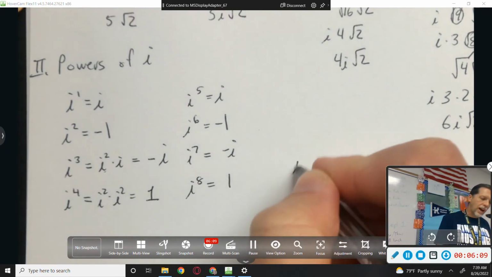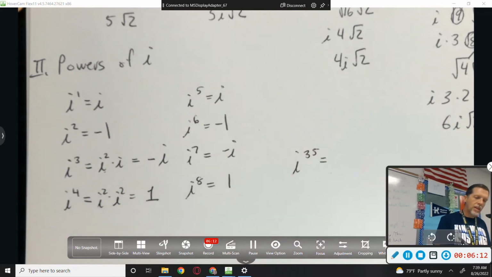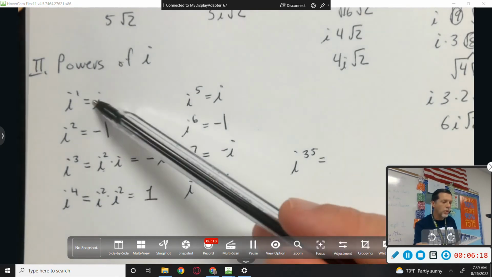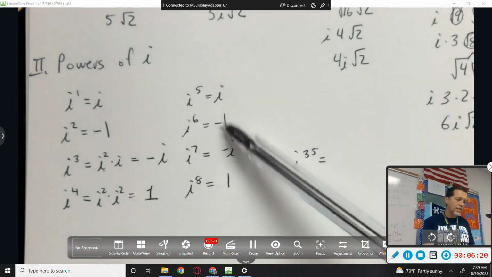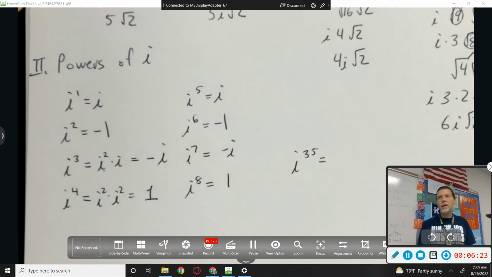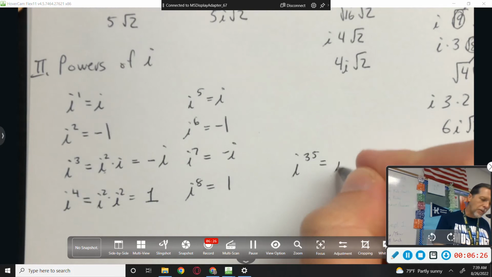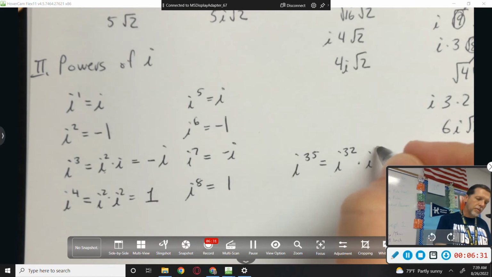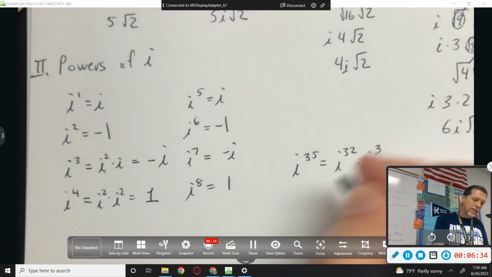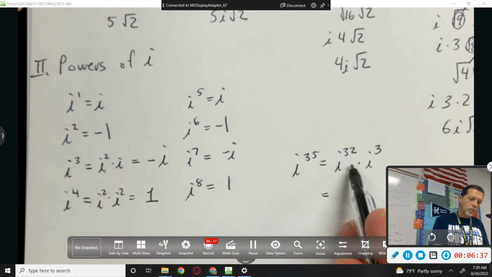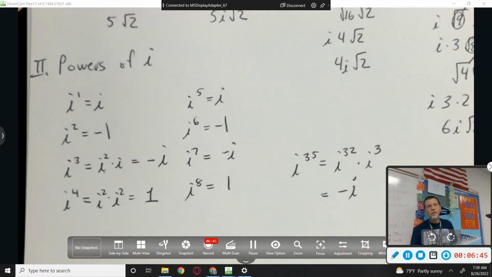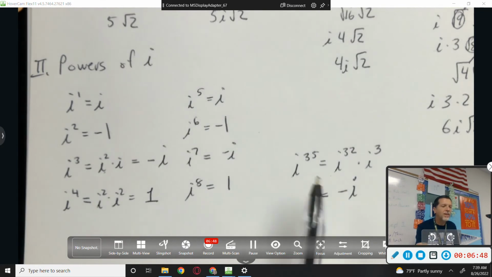So if I want to find I to the 35th, one way to do it is to count up. 1, 2, 3, 4, 5, 6, 7, 8, 9, 10, 11, 12, 13, 14, 15, 16. You get there. I'd rather just say, well, I know what I to the 32nd is. And then that would mean I need 3 more I's. I to the 32nd is 1. I cubed is negative I. So I get negative I. So you can do some crazy high powers of I if you know your multiples of 4.